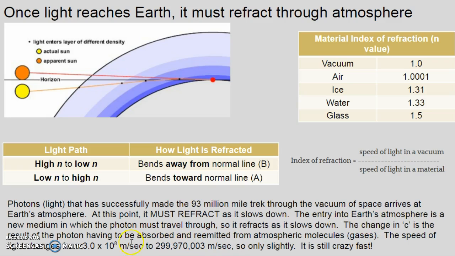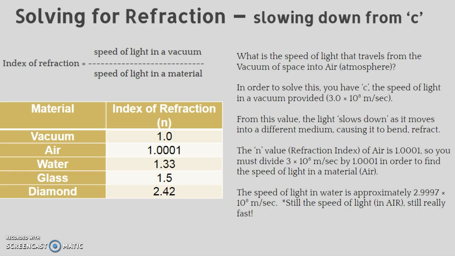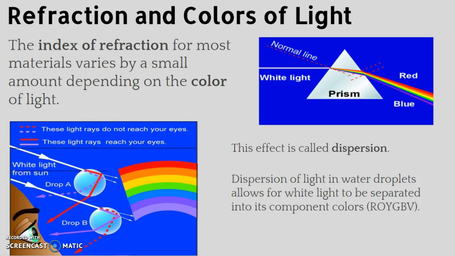The change in speed is because it has to be absorbed and re-emitted from atmospheric molecules, the gases. That the speed of light changes from 3 times 10 to the 8 meters per second to 299,970 meters per second. So only slightly. It's still crazy fast. So moving on here, let's look at this. So how would I solve? So I want you to pause this and read this because I'm going to talk you through how to go ahead and solve that. But it is important that we realize that refraction is really just the slowing down of a material based on its n value.